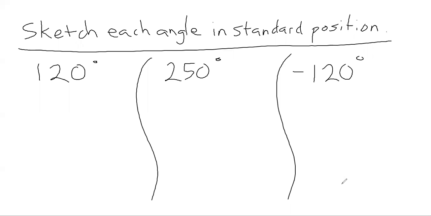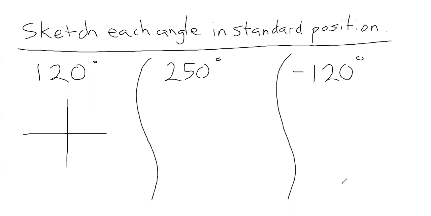In this video, you'll learn how to sketch angles in what's called standard position. We can do both positive and negative angles. We can stay within one revolution, but we could also go more than one revolution. We'll talk about each of those as we go along. The first angle here that we want to sketch is a 120-degree angle.